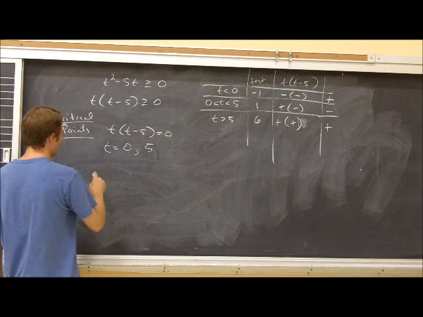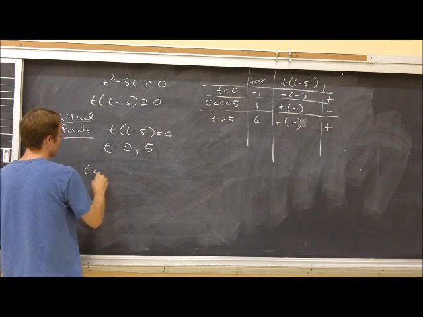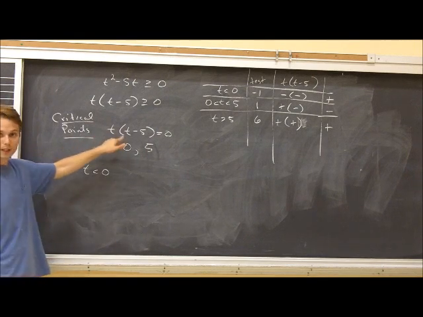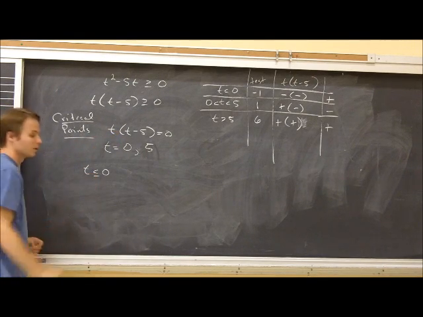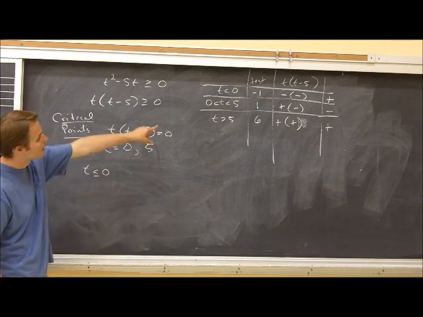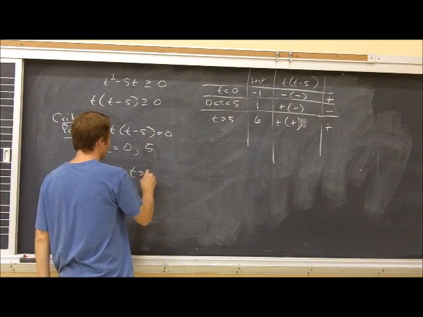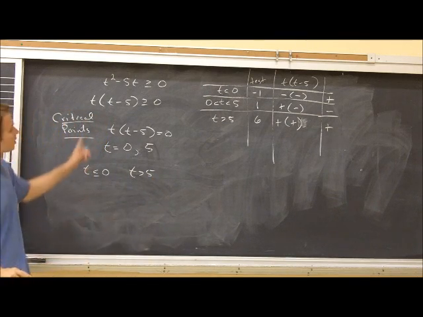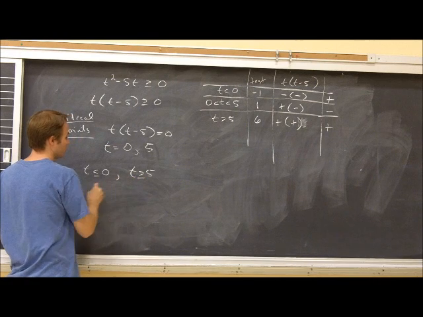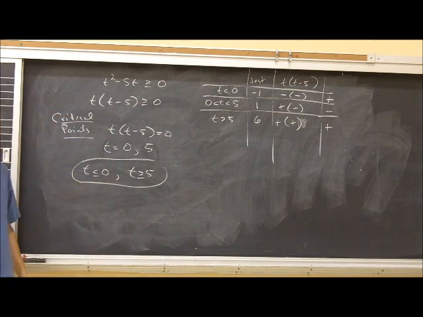Well, it's definitely greater than 0 when t is less than 0, but it's also equal to 0 when t equals 0. So I can include the 0 in my answer, so I'll put the less than or equal to. The other interval is when t is greater than 5. But this is also equal to 0 when t is equal to 5, so I can include the 5 in my answer, so I'll get t is greater than or equal to 5 for that particular one.